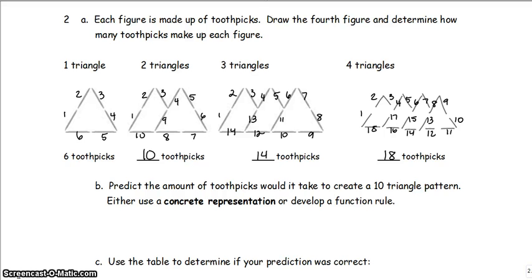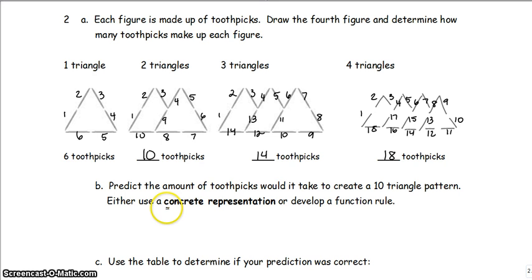Alright, so when I counted the number of toothpicks in 2 triangles, I got 10 toothpicks. When I counted the number of toothpicks in 3 triangles, I got 14. And then I drew my 4 triangle figure, and I got 18 toothpicks. So predict the amount of toothpicks it would take to create a 10 triangle pattern. Either choose a concrete representation, and the concrete representation is drawing more triangles, or develop a function rule.